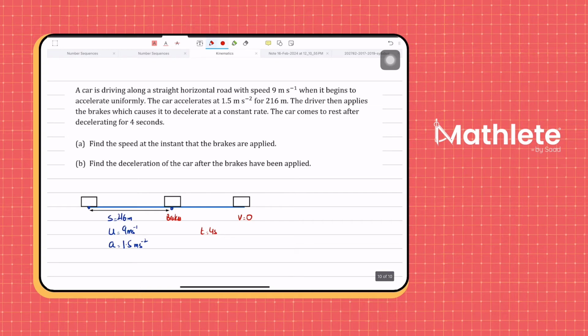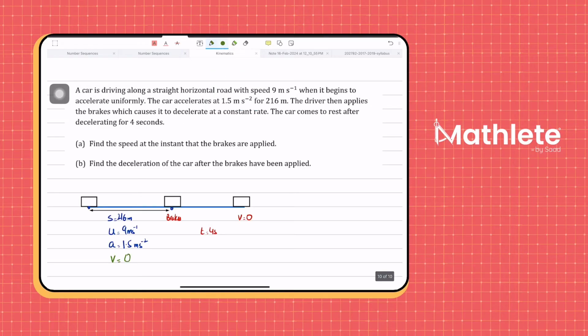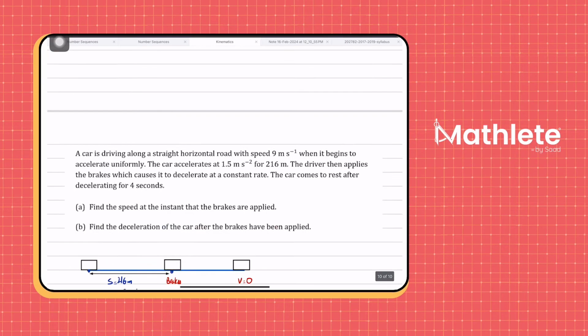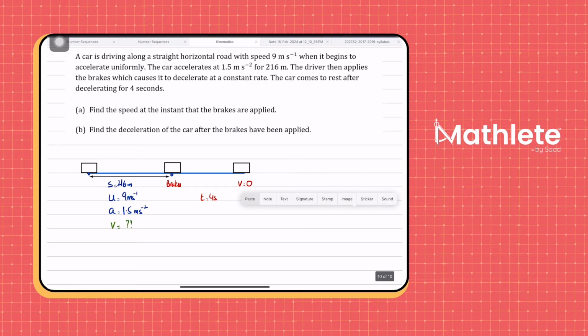Find the speed at the instant that the brakes are applied. That means we have to find out the final velocity, but not the final velocity when the car comes to rest. We already know that. We have to find the final velocity of the first part of the journey. Now that I've written all the information, let's look at the 4 equations that we have and decide which one fits over here.